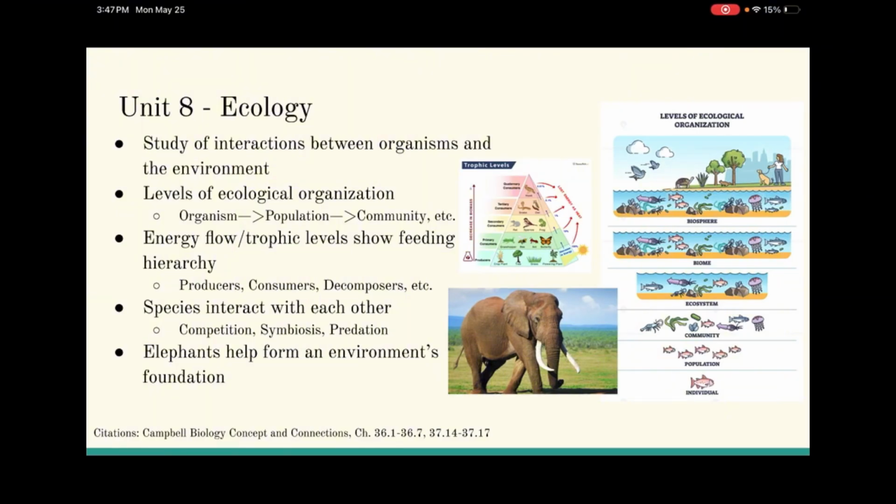Species also interact with each other through competition, symbiosis, and predation. Predation is when species eat one another, while competition is when species compete for certain resources. Symbiosis has 3 subparts to it, but it's basically a close relationship between species. It has mutualism, where both species benefit from one another, parasitism, where only one species benefits and the other is hurt, and commensalism, where one species benefits and the other species isn't affected at all.